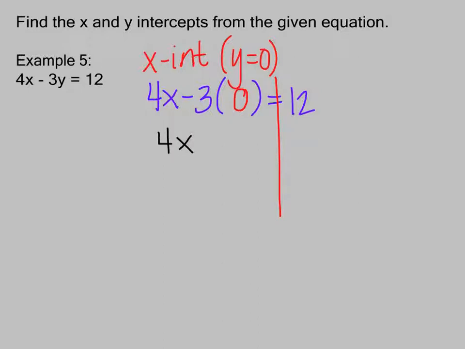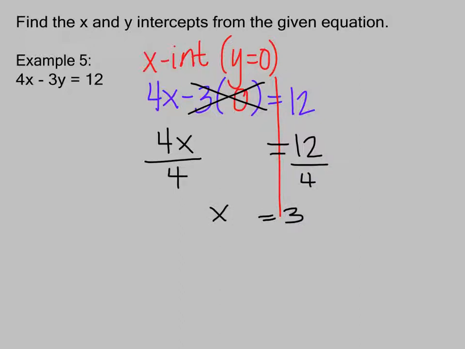4x, and then negative 3 times 0 is just 0. So that whole chunk goes away. It's going to be equal to 12. I'll divide both sides by 4 and figure out x is equal to 3. That means my x-intercept is located at 3, 0.